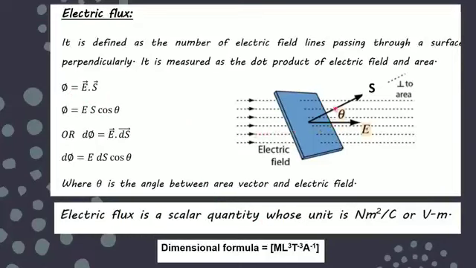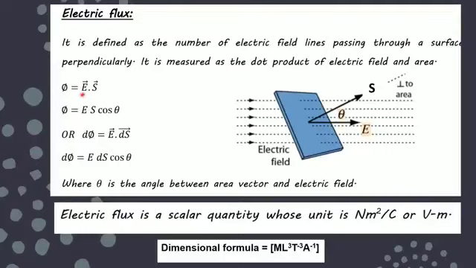Now if I don't have a planar area, like in the previous diagram, and I have curved surfaces, then I will take small areas. Then I will be talking about the small electric flux, d phi, which is given by E dot ds, or I can write it as E ds cos theta. Definition: electric flux is defined as the number of electric field lines passing through the surface perpendicularly, that is, normally. And being a dot product, it is a scalar quantity.